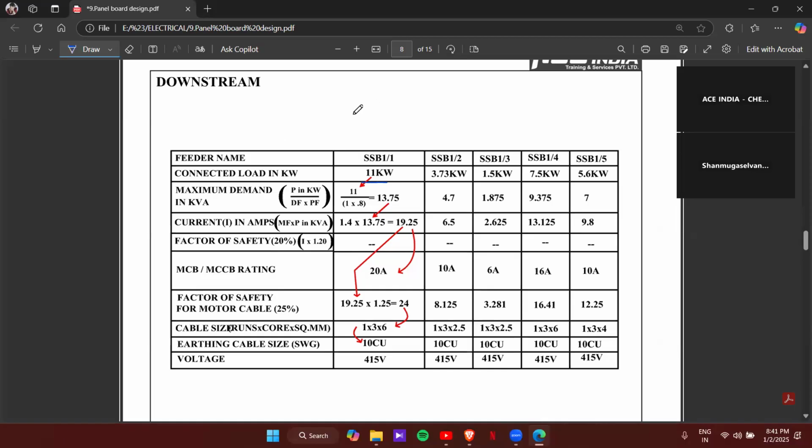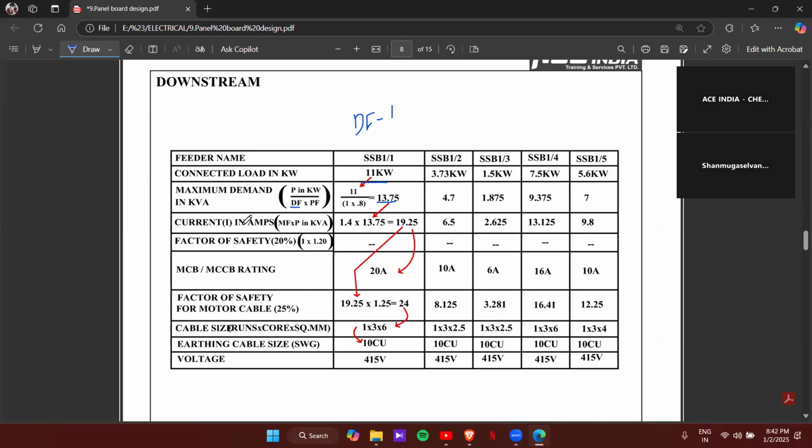So for motor load, the diversity factor will be constant. In the last case, we were designing SSB and SB, so if it's a residential load or normal SDB or SSB panels, we can take 1.5 as a diversity factor. But in this case, it's actually a motor panel. For motor panels, we have to consider the diversity factor as 1. That's the first change. Then power factor, as usual, will be 0.8. So 11 divided by 1 into 0.8 will give 13.75 kVA. So we got the first thing.